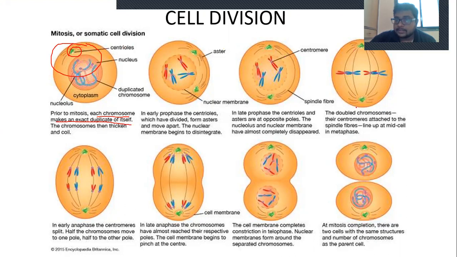Afterwards, these chromosomes get aligned in such a manner. The double chromosomes are attached to the spindle fibers and line up in the middle of the cell in the metaphase. Actually, this is a very complex topic, cell division. You don't have to go into much greater detail. Just remember that centrioles go to opposite sides. They attach to the chromosomes and pull those chromosomes together.